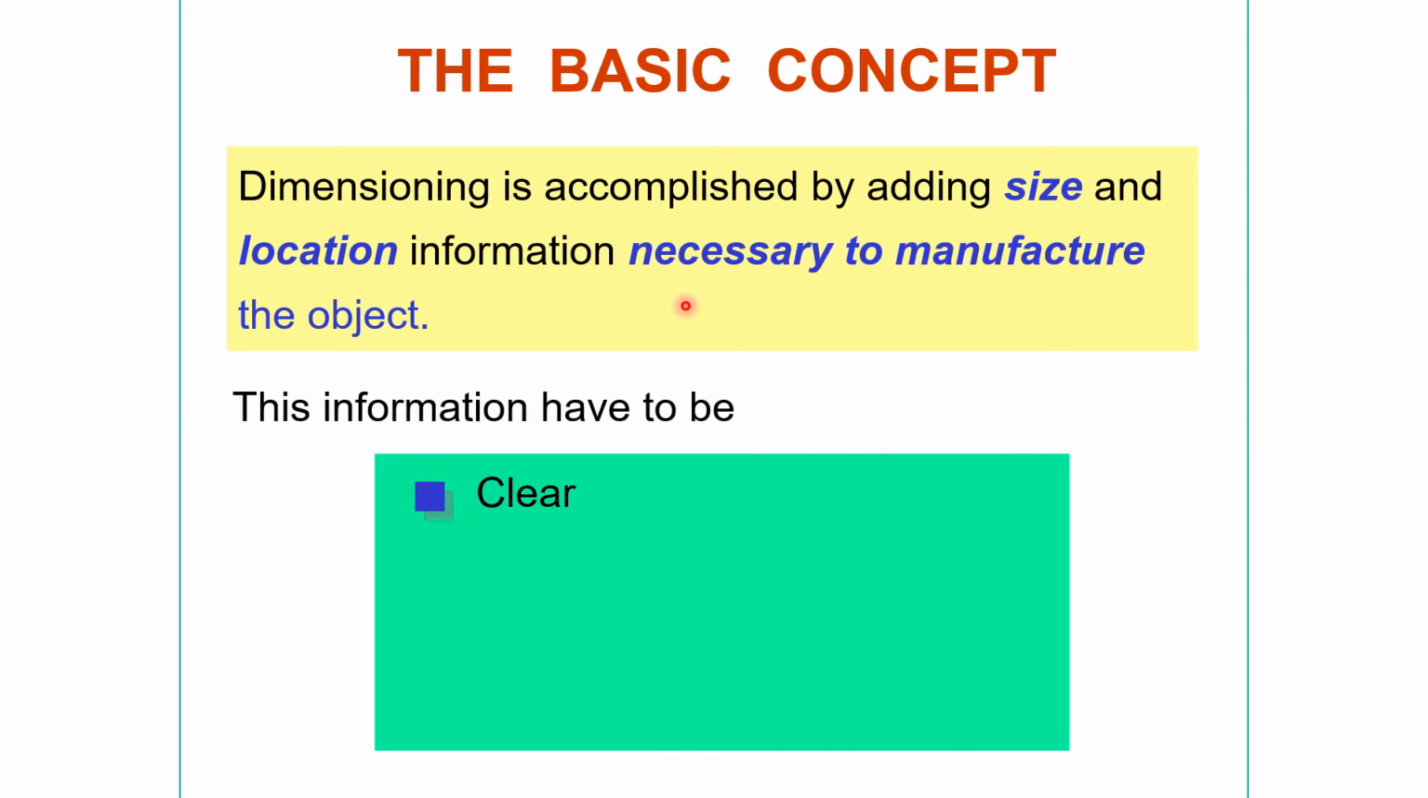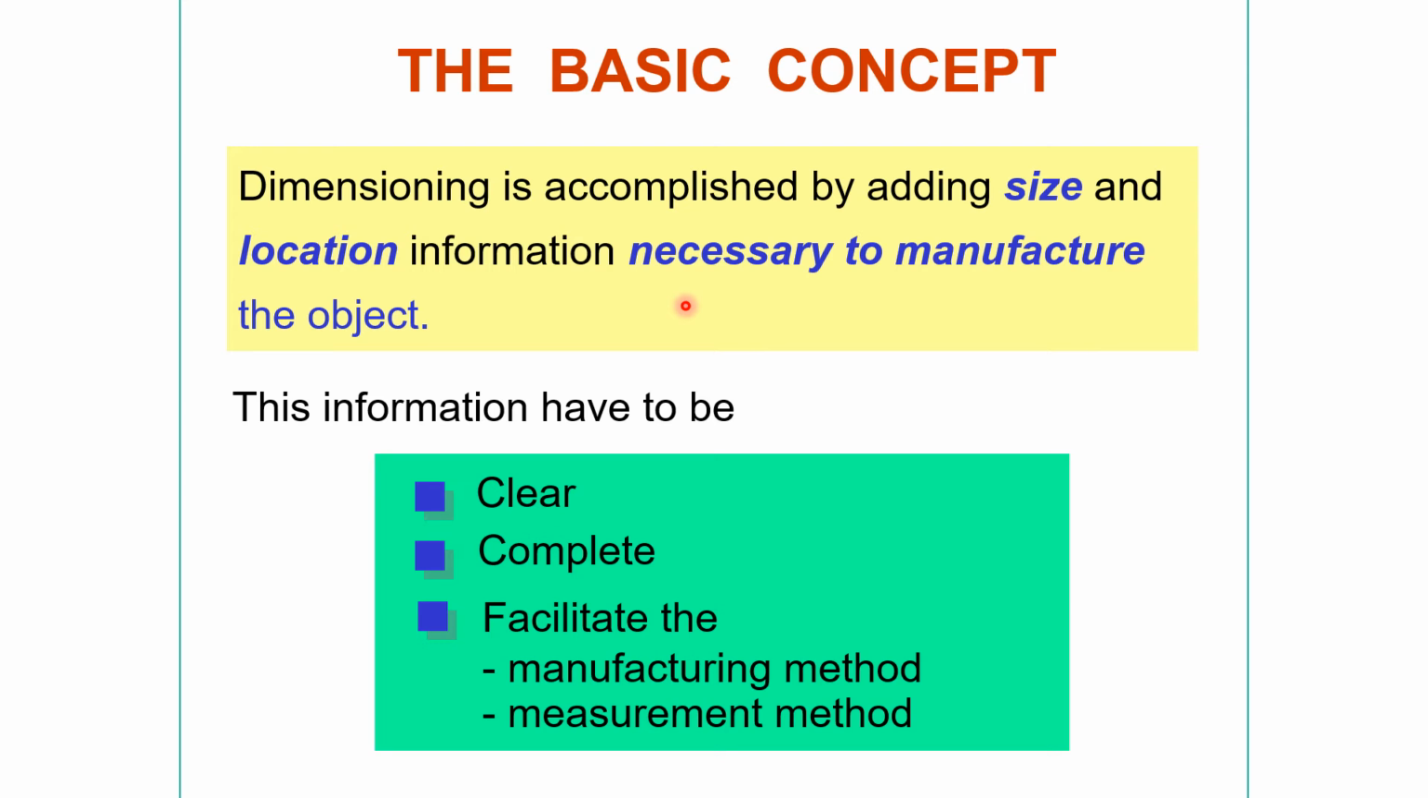The information has to be clear and complete, and facilitate the manufacturing method and the measurement method. Many persons can read it easily, and the manufacturer can read the dimensions and figures clearly, so that the person can make that object in the industry.